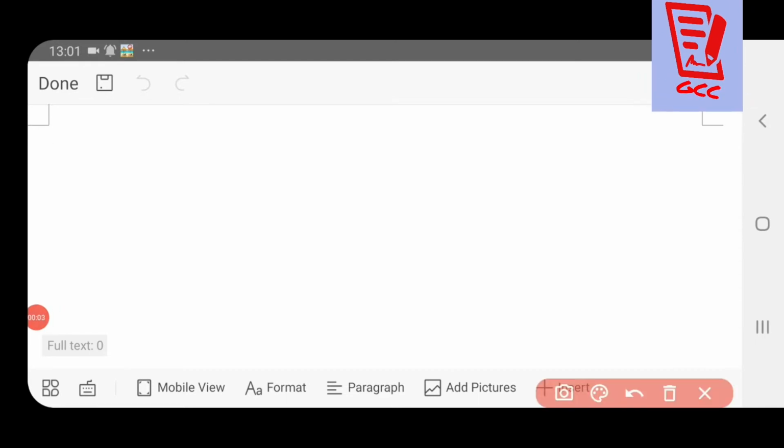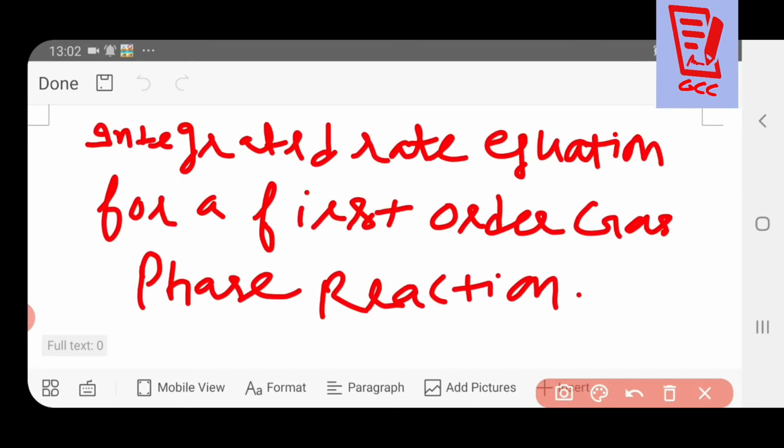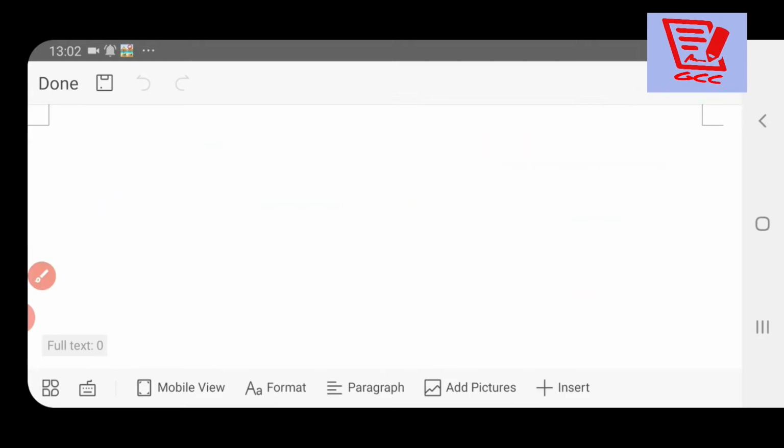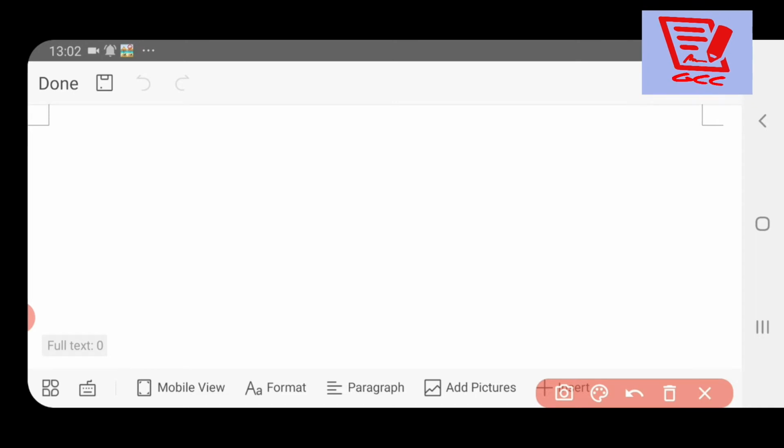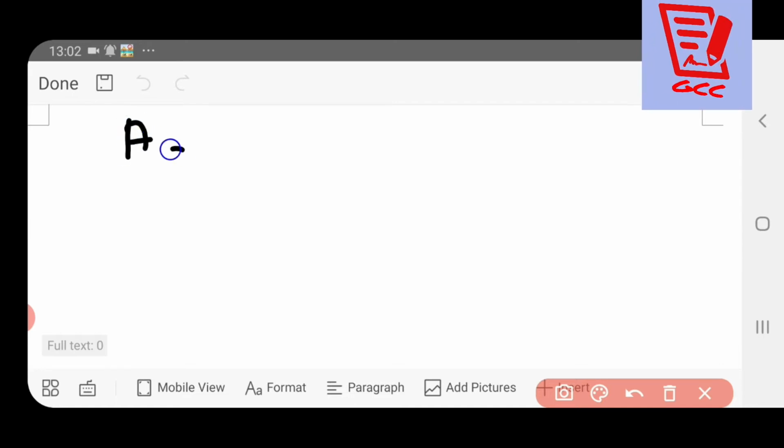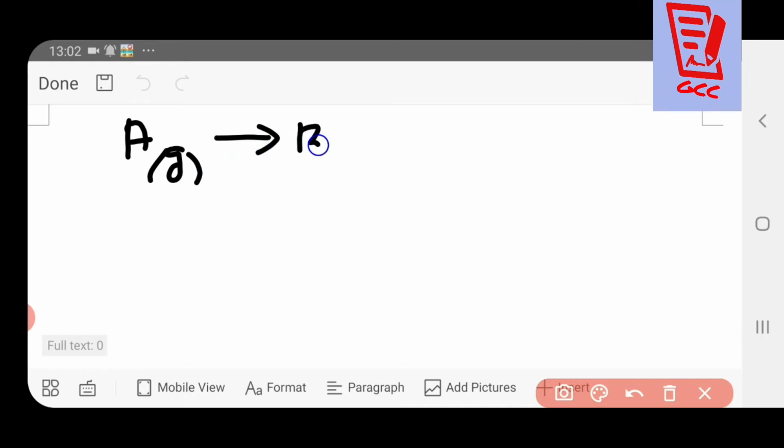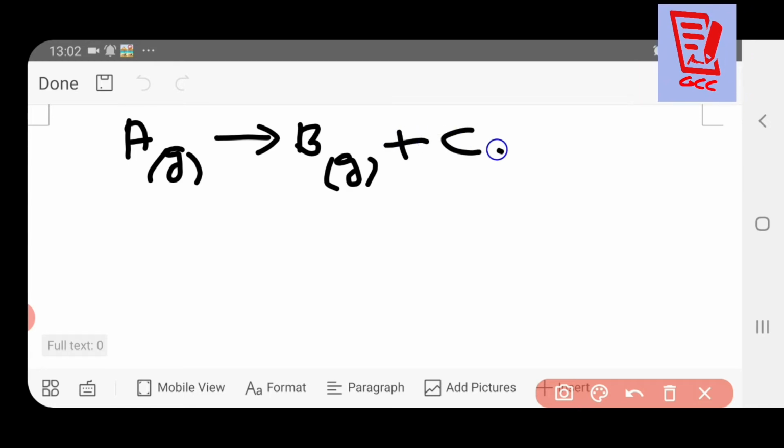So today we are going to start the integrated rate equation for a first order gas reaction. Okay, so let's see. This is a different one. All of you see it very carefully. Now let it be, these reactants are given to you. A is in the gaseous state, arrow B in the gaseous state and C in the gaseous state.